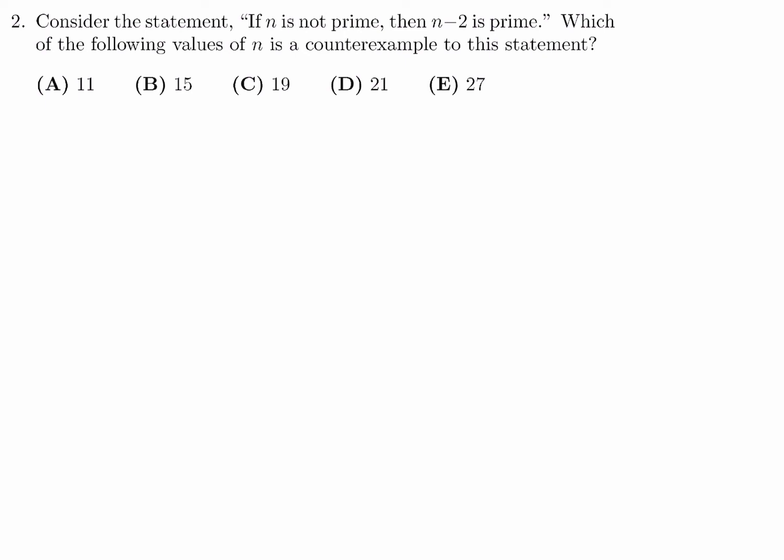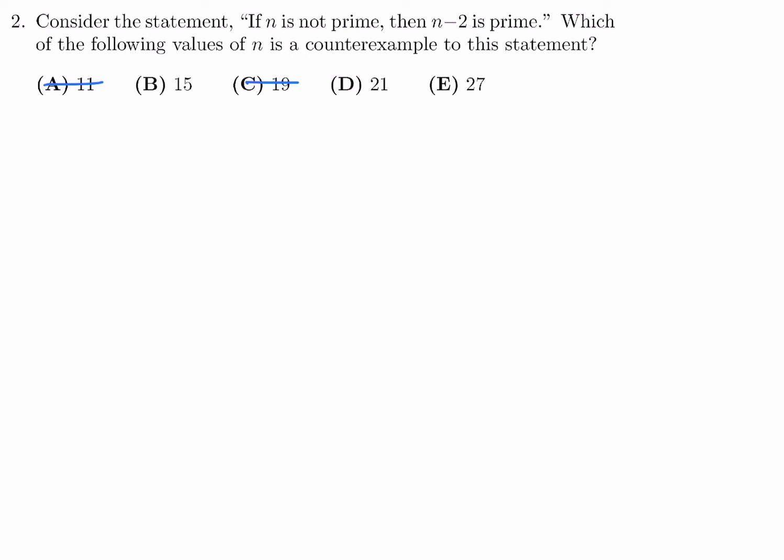Consider the statement, if n is not prime, then n minus 2 is prime. Which of the following values of n is a counterexample to the statement? Well, if n is not prime, first we have to look at the numbers that are not prime. That is prime, that is prime. Okay, so that's done. We don't need to worry about those.